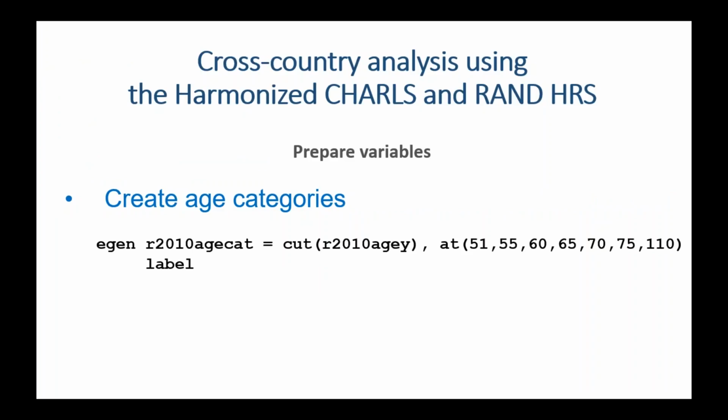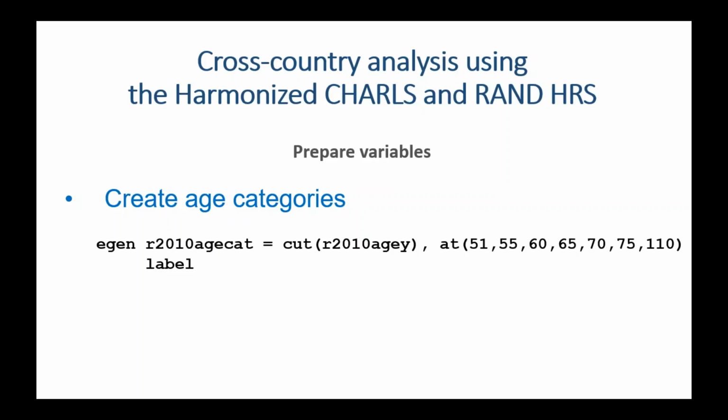One thing that you might notice is that in Charles we started at 45, right? So the HRS doesn't start until people are over the age of 50. So it starts at 51. We want to make sure that we're comparing the same age groups. And all of the studies have somewhat different age eligibility.